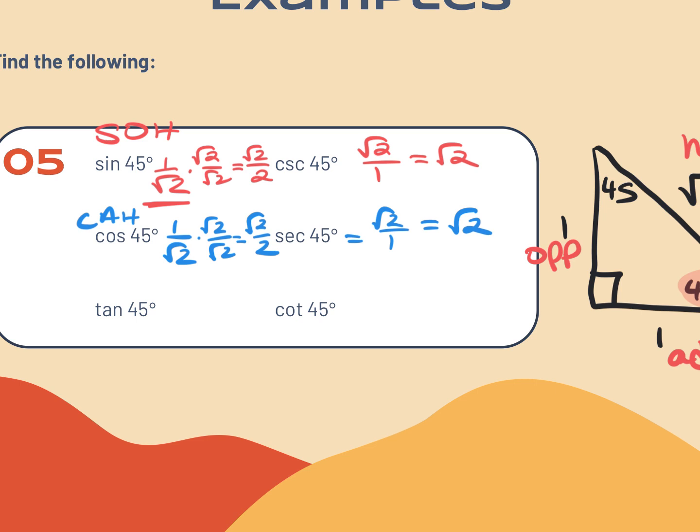And then lastly, the tangent, which is the TOA, opposite over adjacent, 1 over 1, and it equals 1. Reciprocal, flip it, 1 over 1, it's still a 1.